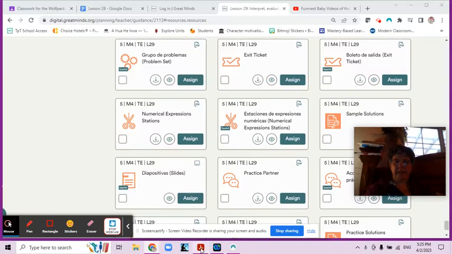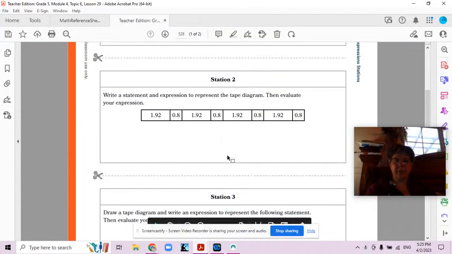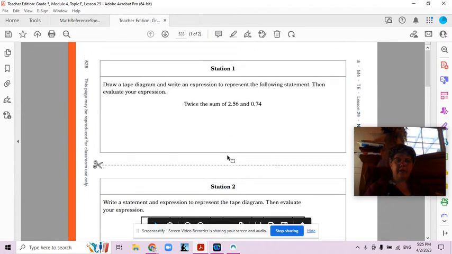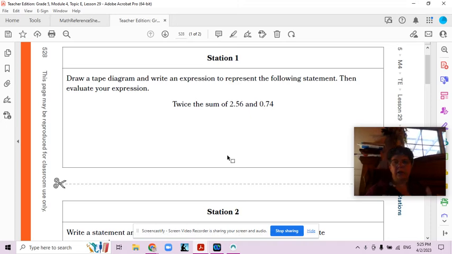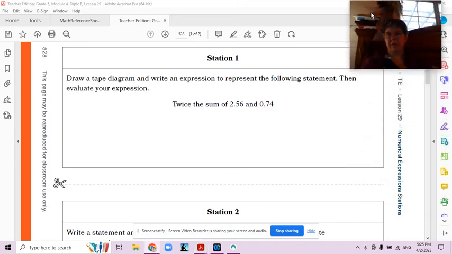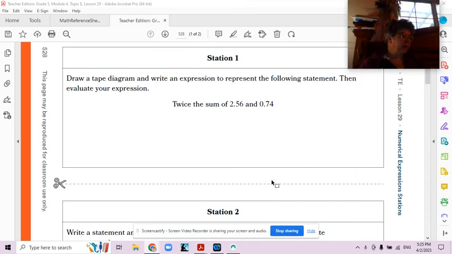Right, here we are in our second video of lesson 29, and this video is a little bit different. I'm going to be working through these stations with you. There's 6 of them, and then that's going to be all for lesson 29. So I think we'll be able to fit it all in one video. We'll see how it goes.